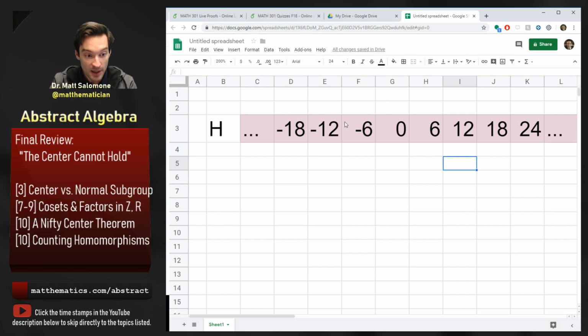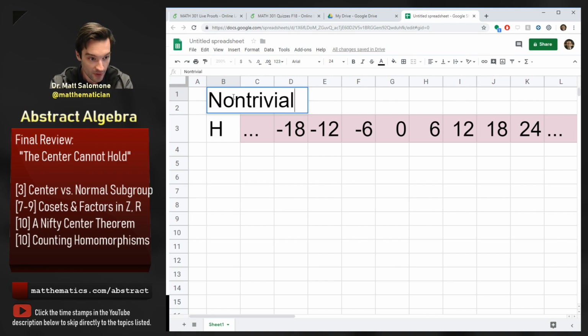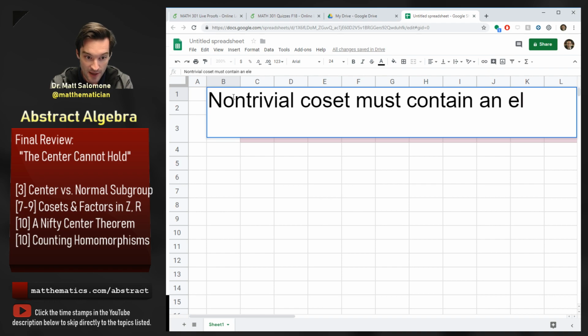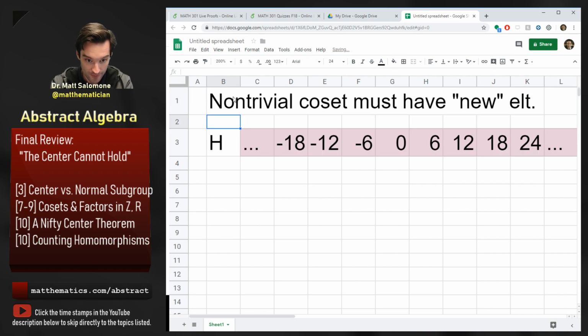Because it's a subgroup, it's going to be closed under the operation of my group. My operation is addition, right? So if I pick any one of these numbers and I add it to any other of these numbers, I'm going to get another one of these numbers. So the question now is, how do I find a non-trivial coset of this subgroup? A non-trivial coset must contain new elements. Let's say it this way. Must have a new element.